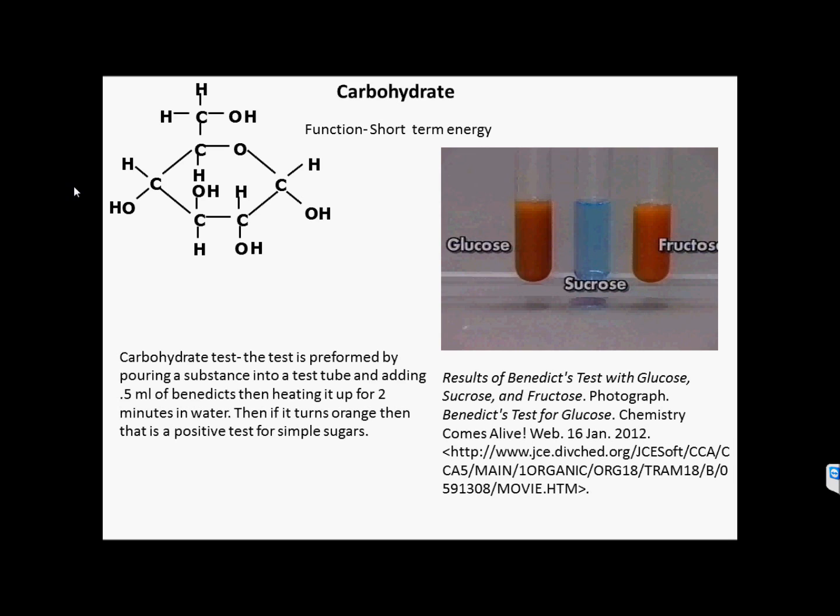Carbohydrates are a short-term energy source. To see if you have carbohydrates present, add 1 milliliter of the substance to a test tube. Then add 0.5 milliliters of Benedict's to the test tube and heat in water for 2 minutes. If you get orange, then it's a positive test.